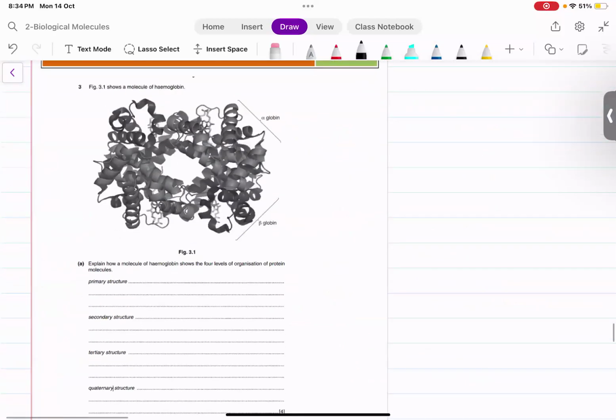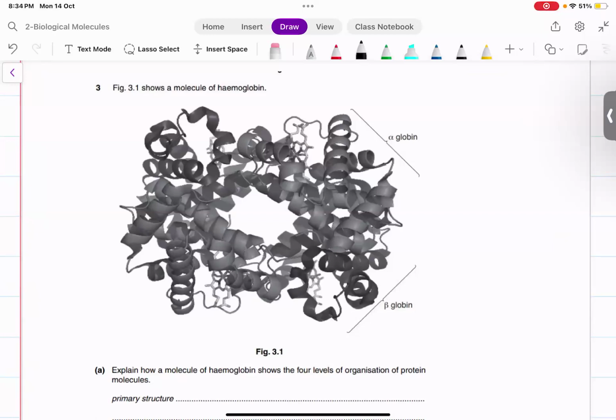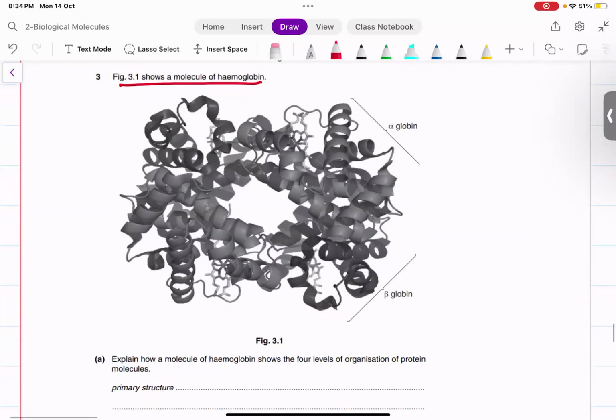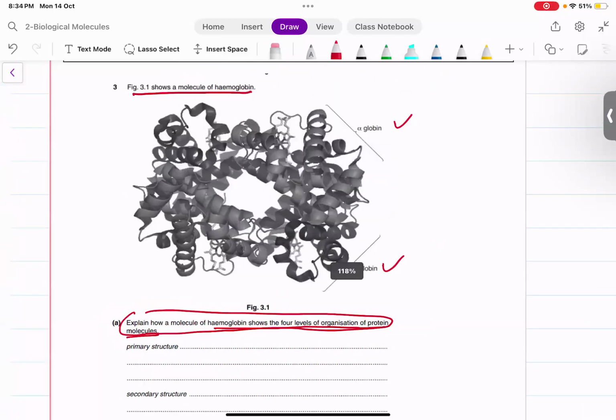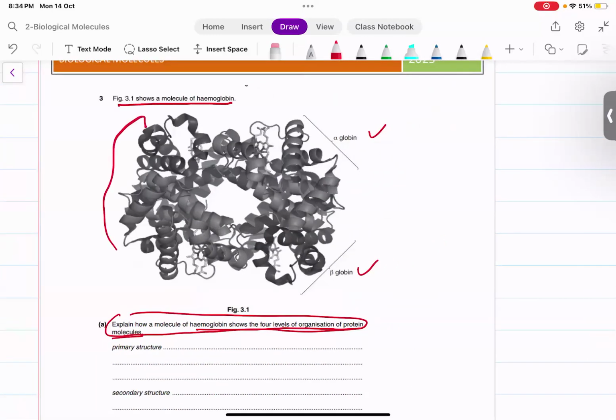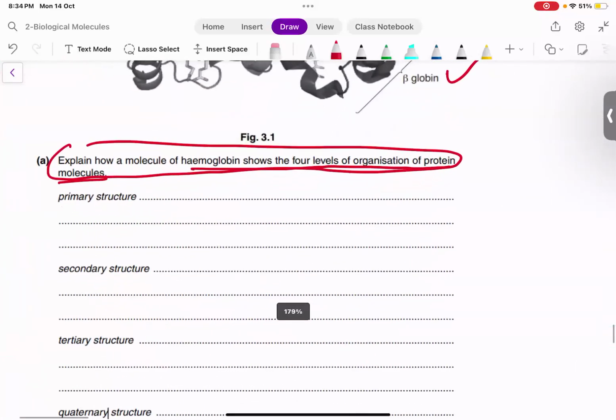Okay, so that's about hemoglobin. Let's see, we have a question on hemoglobin before we discuss collagen. Figure 3.1 shows a molecule of hemoglobin. This is alpha globin and this is beta globin. Explain how a molecule of hemoglobin shows the 4 levels of organization of protein molecule. The question is not about this drawing or this structure. This is generally a question about how hemoglobin structure shows these 4 levels.